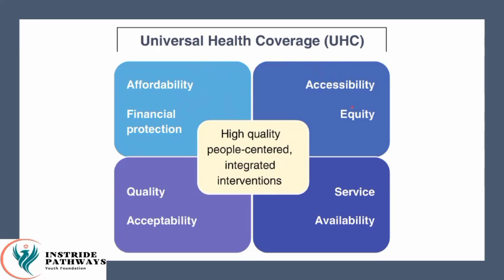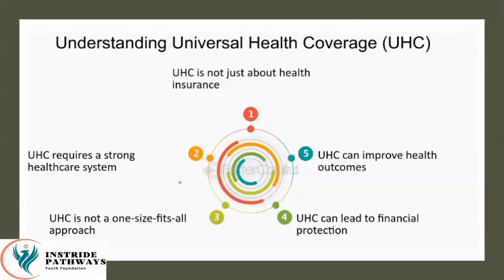So accessibility, which talks about equity: everyone should be able to access universal health coverage, everyone should be able to access basic health care, and the services should be available wherever and whenever they are needed, and they need to be of great quality. And this slide is just giving us an overview of what universal health coverage is.